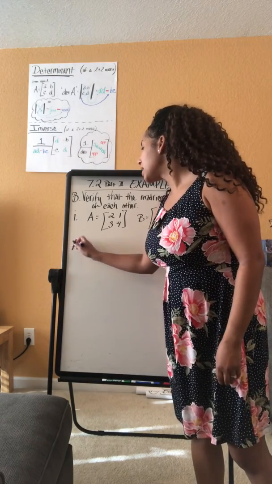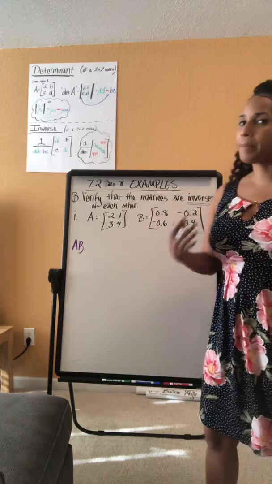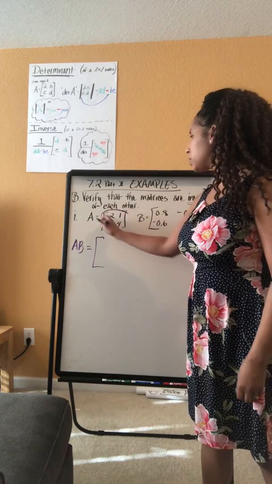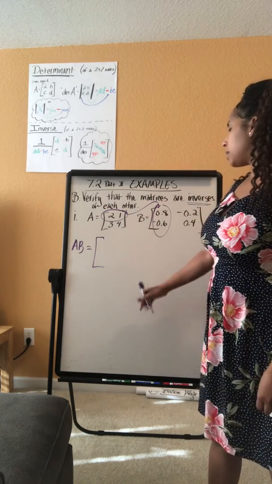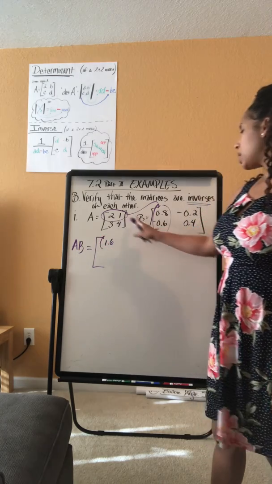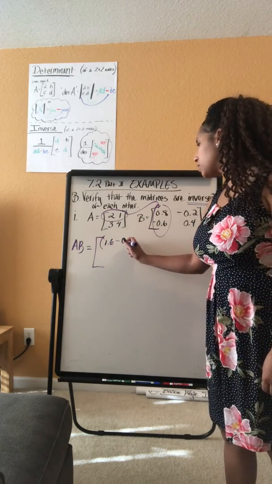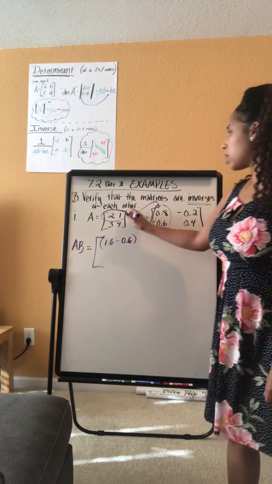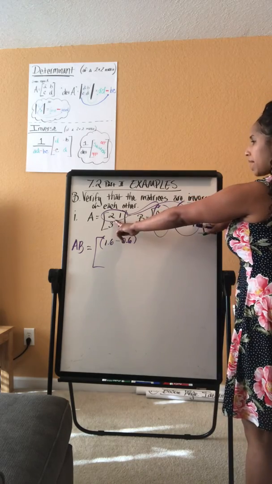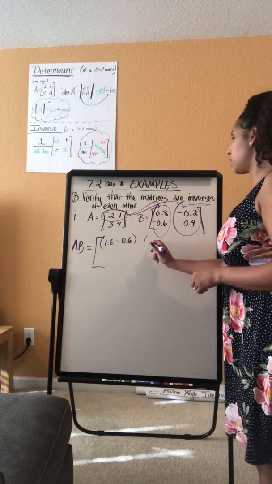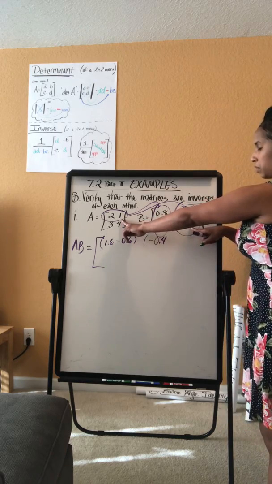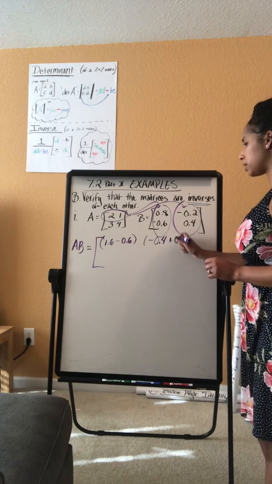This will be true for A times B. It will also be true for B times A. So A times B, I'm just going to go across and down. 2 times 0.8 is 1.6. 1 times negative 0.6 is negative 0.6. Across and down. Again, each one has its own partner. So 2 times negative 0.2 is going to give me negative 0.4. And then 1 goes with the 0.4. That'll be a positive 0.4.